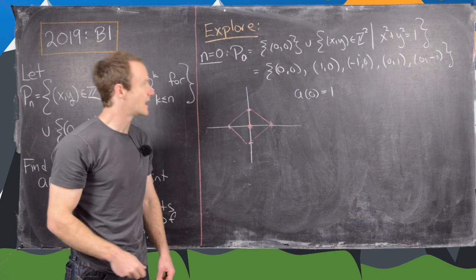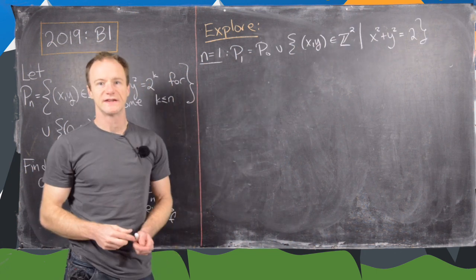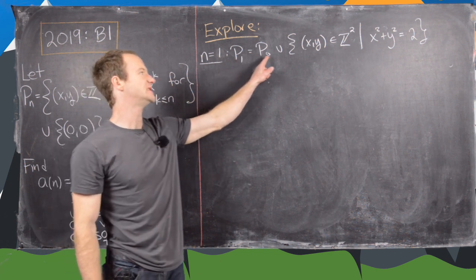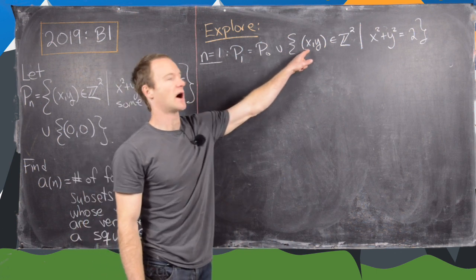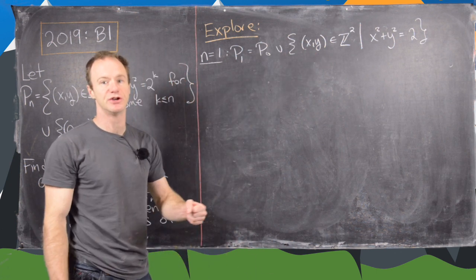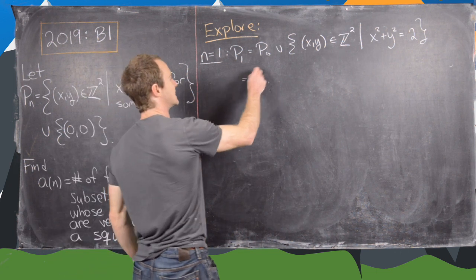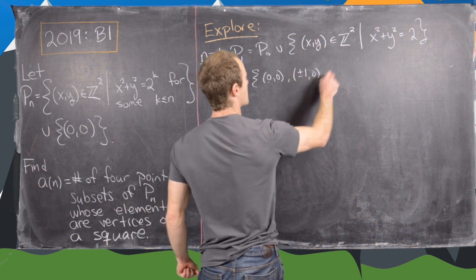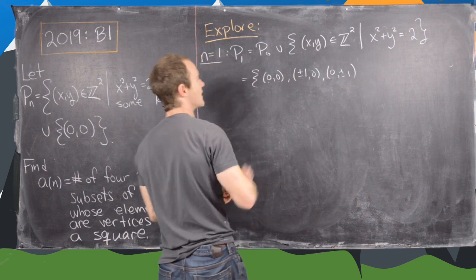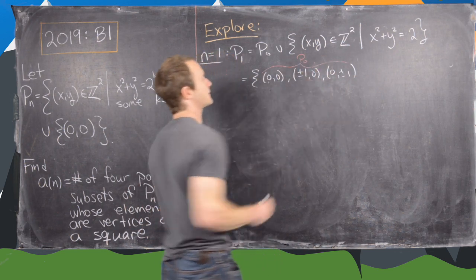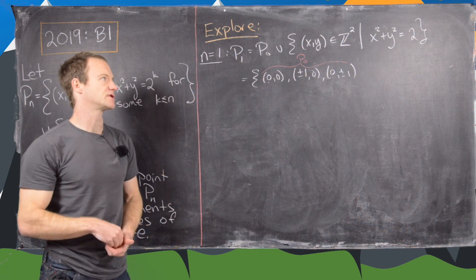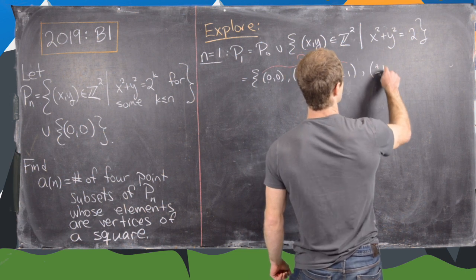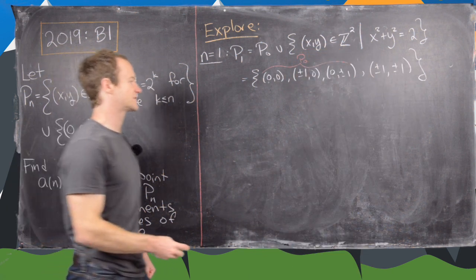So now let's look at P sub 1. Okay, so now, using the fact that P0 is contained in P1, we can write P1 as P0 union all integers x and y, those coordinates, where x squared plus y squared equals 2 to the first power. So notice that's going to give us the origin, plus or minus 1, 0, and 0, plus or minus 1. This bit is from P0. But then the only integer solutions to x squared plus y squared equals 2 are the following. So here we get plus or minus 1, plus or minus 1.